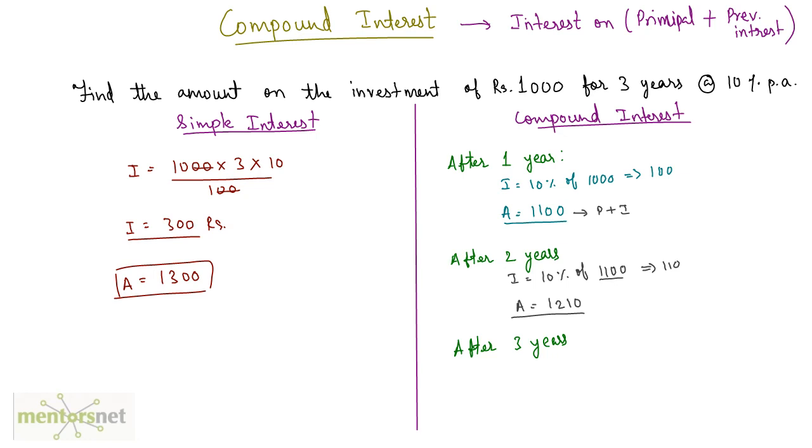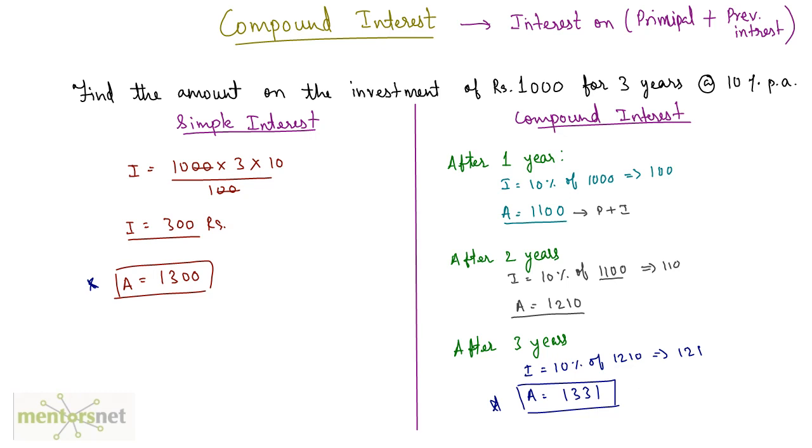Now same will be the case with the third year. The interest will be equal to again 10% of the previous year's amount, and that's 1210, and that will be 121. Now the amount will be 1210 plus 121, and that is 1331. So you see, compound interest is much more interesting and much more beneficial to you.